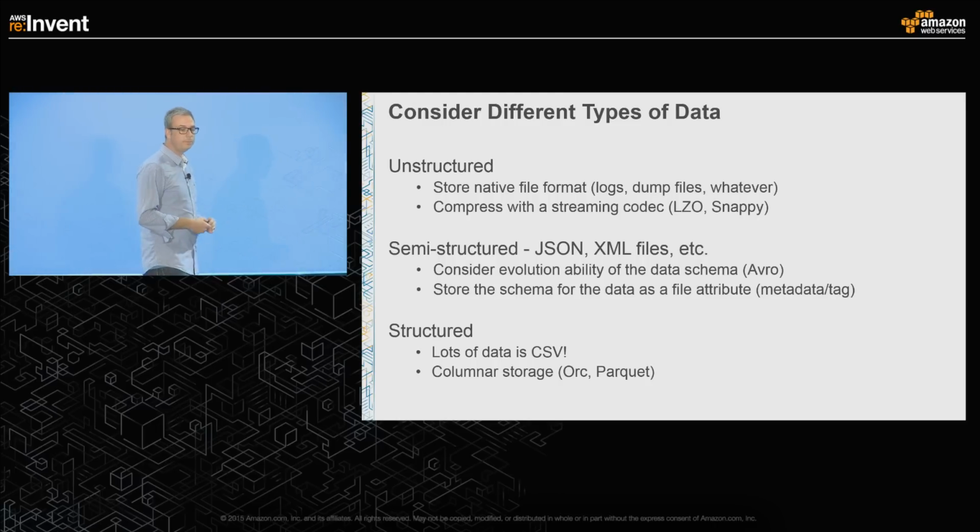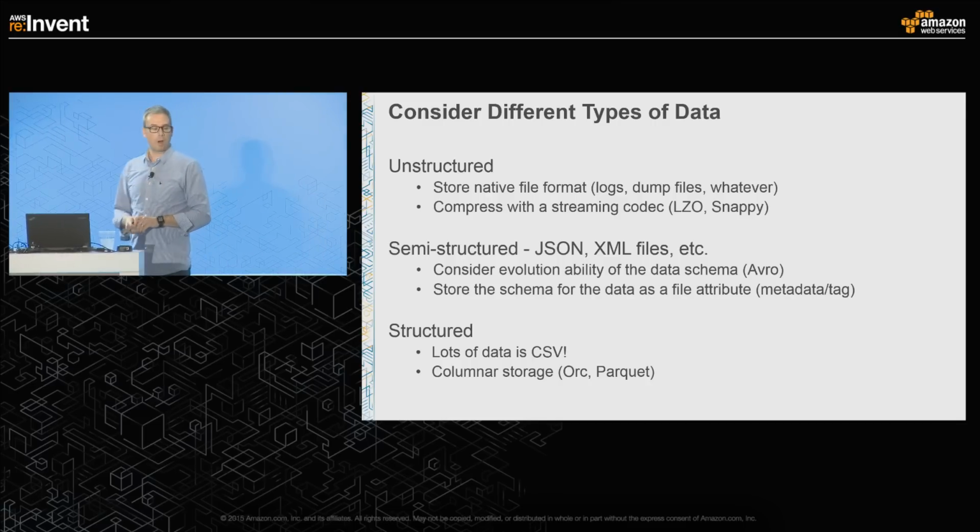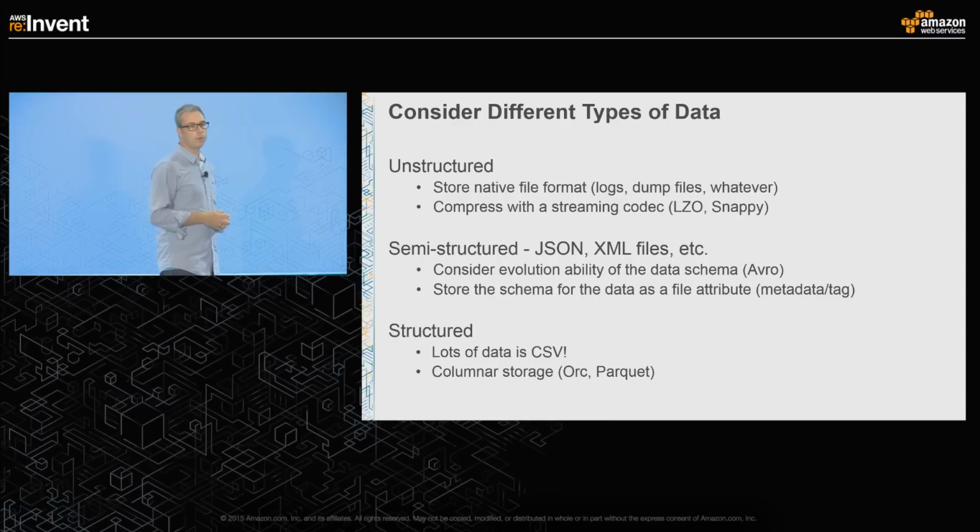So for unstructured data, it's actually very simple. Store the native file format, logs, dump files, whatever. We really do mean store everything. But use a codec that allows you to stream that data and work with it on systems like Hadoop very, very easily. I personally advocate LZO compression just about everywhere because it gives us good compression. It's about 20% bigger than gzip, but it's a streaming codec, and it has client tools on Linux, and it's supported by almost every sort of Hadoop tool that you can imagine.